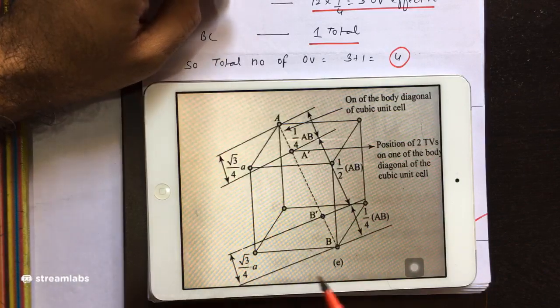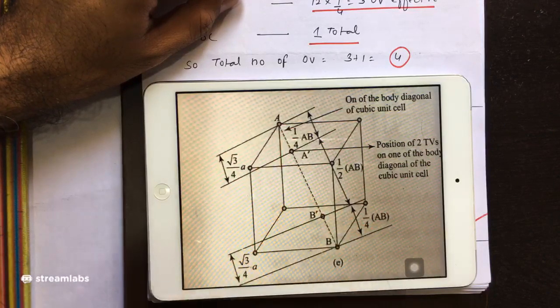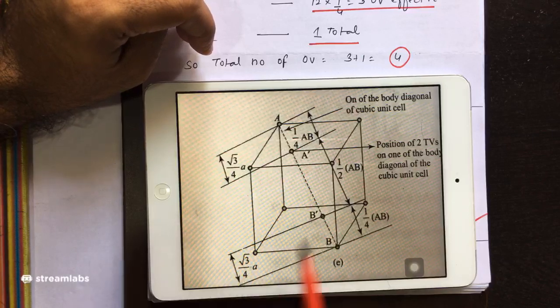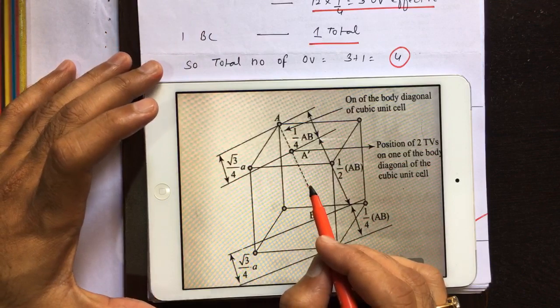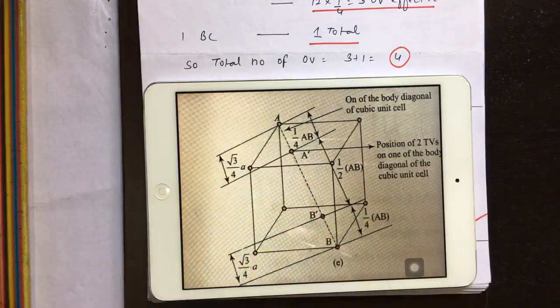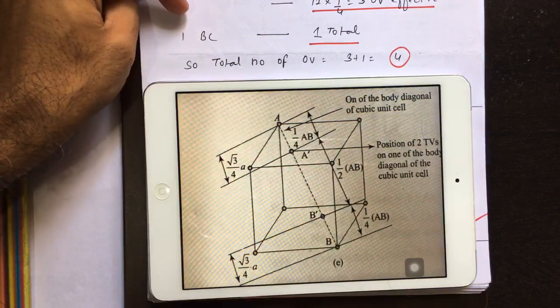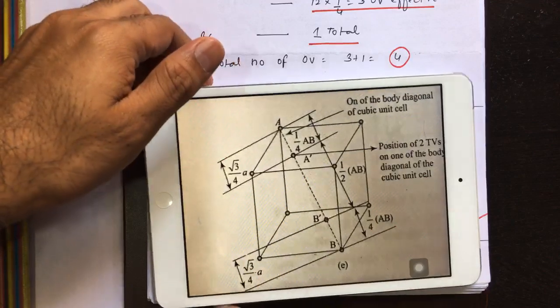You know, 2 of the corners will be removed. This is the corner atom. 2 of these corners will be removed, 2 tetrahedral voids will be removed, and 1 octahedral void will be removed, which is at the center of the cube. So 1 octahedral void, 2 tetrahedral voids, and 2 corner atoms will be removed if you remove this body diagonal. So a question can come on this, just check what I told you right now.